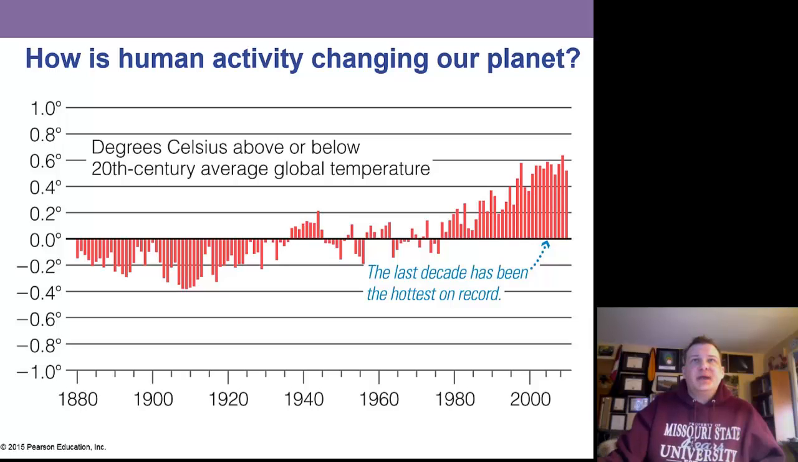But how is human activity changing our planet? This is a plot of the temperature above or below the 20th century average global temperature. And you can see that the last decade here has been the hottest on record. In fact, we have globally about 350 months consecutively in a row that have been the hottest months ever recorded. And 2014 was indeed globally the hottest year on record.